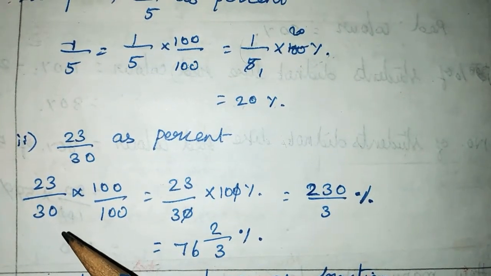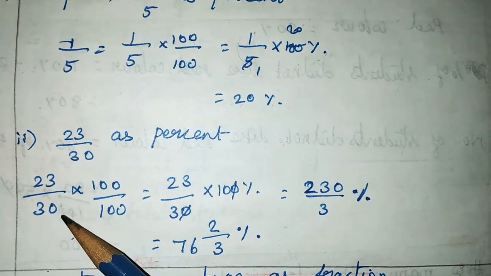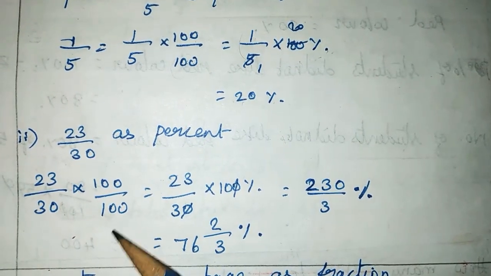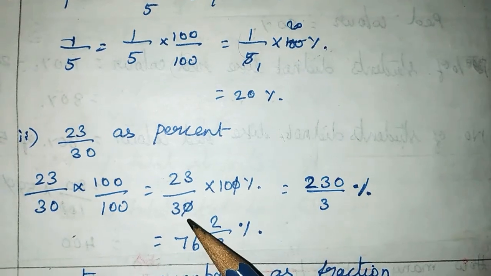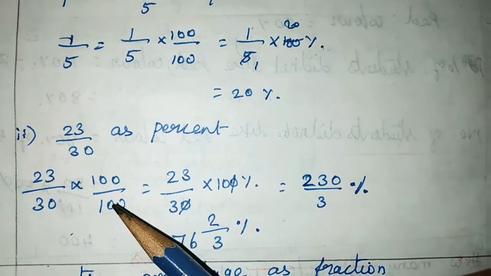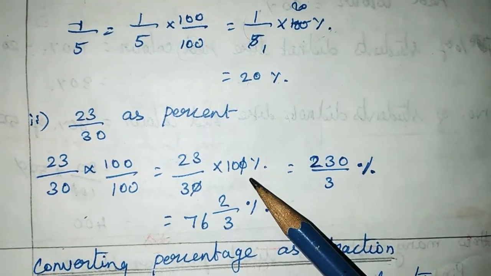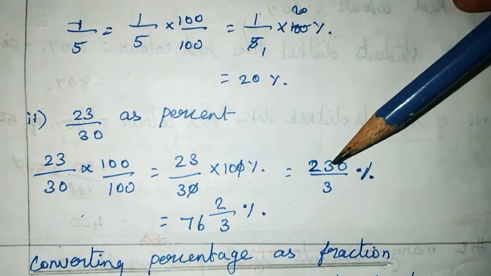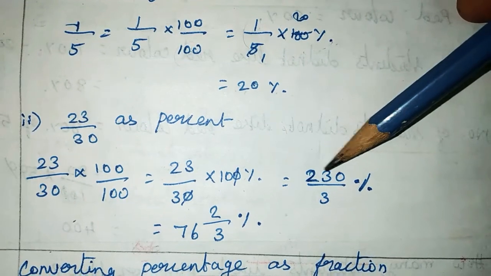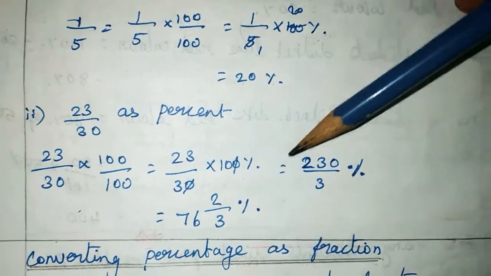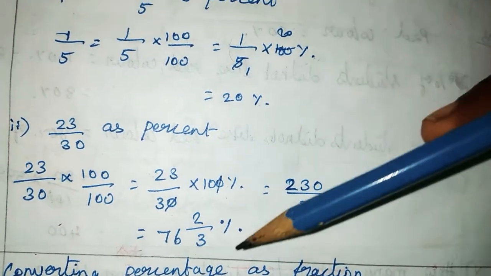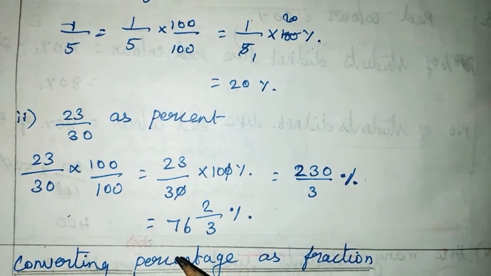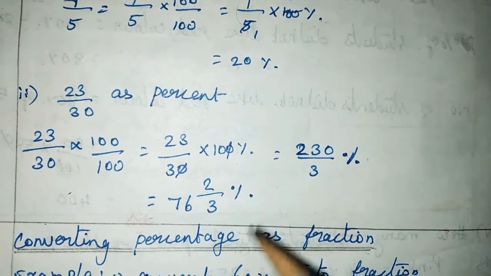Let's see one more example, 23 by 30 as percent. Here also, first you have to change the denominator into 100. For that we multiply numerator and denominator by 100. Then we get 23 by 30 into 100 by 100 is equal to 100%. Then after cancelling the zeros, we will get the percent as 230 by 3%. Since it is an improper fraction, you have to convert it to a mixed fraction and write it as 76 2 by 3%.